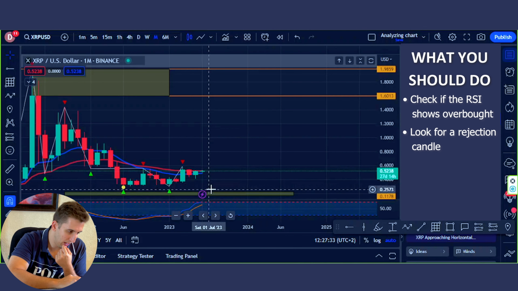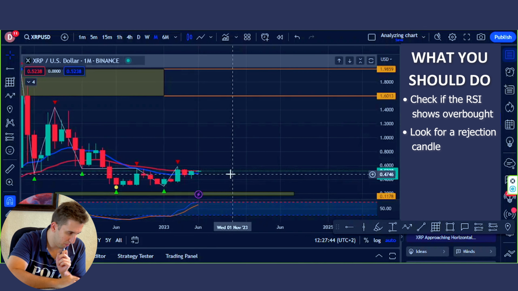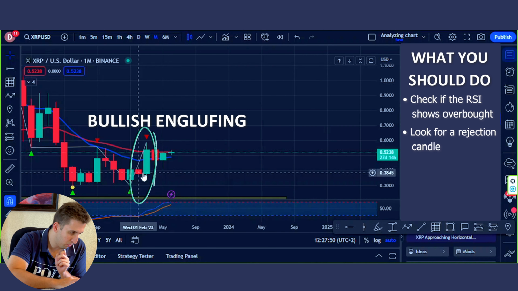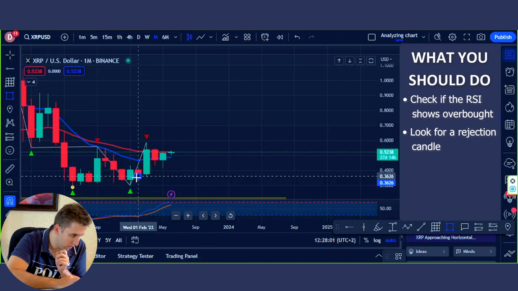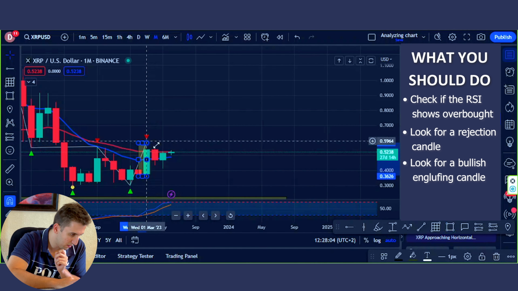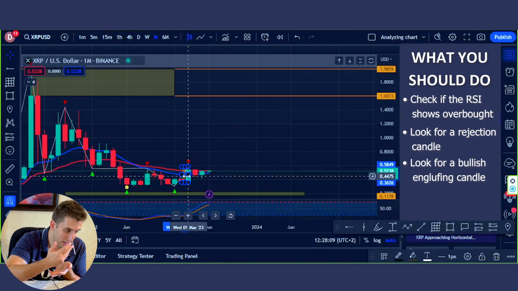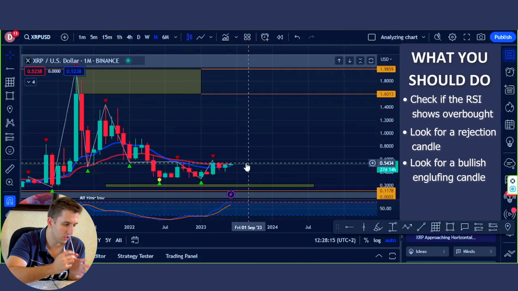A rejection candle means maybe you see a big wick, it hits here and then it goes up, or maybe there is a bullish engulfing candle. An example of a bullish engulfing candle is like these two here, where you've got a very small red candle and then it gets engulfed by this green candle. So this is a bullish engulfing candle. If we can get a bullish engulfing candle like this when we hit here or in between here, then that could also mean, okay, let's get in. So there are different confluences, but I'm just giving you a general overview.